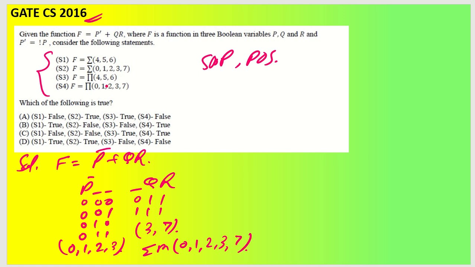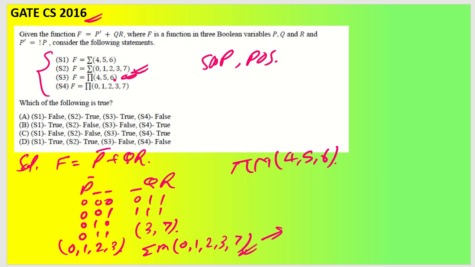So you can see S2 is actually right. Okay, so S2 is correct. And if I try to find out the equivalent max term multiplication, you know already the max terms will be whatever is missing in this, right? So it is going to be 0 1 2 3 is gone, then 4 5 6. So statement 3 is actually true. So you can see statement 2 and statement 3 are true, and the other two statements are false.